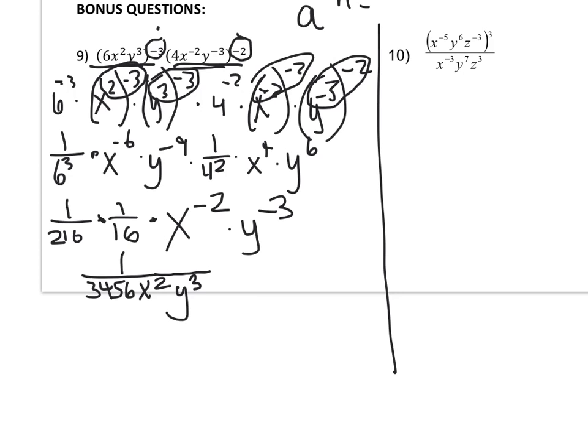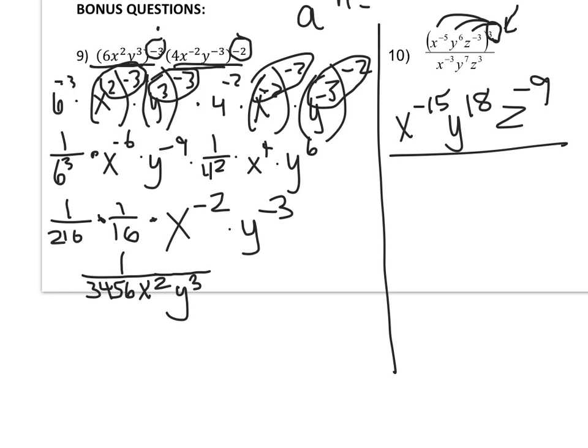All right, lastly, take a look at 10. The parentheses are only in the top. So you only have to apply this power of 3 outside to the 3 pieces inside this top parentheses. When you have a power to a power, you multiply the powers. Negative 5 times 3 gives you x to the negative 15 because negative 5 times 3 is negative 15. 6 times 3 is 18, so you get y to the 18th in the top. Negative 3 times 3 is negative 9, you get z to the negative 9 in the top.